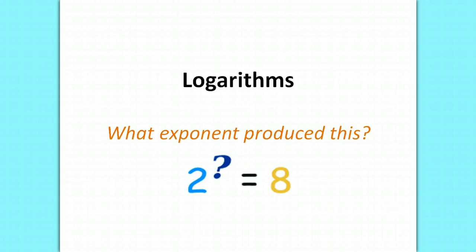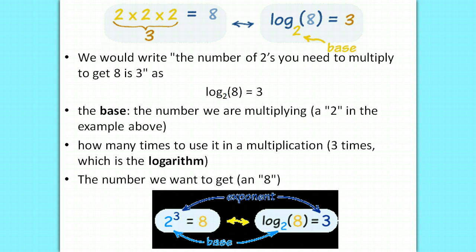In logarithms, what we're really asking is this question: what exponent produced this? So we would have 2 to the question mark equals 8, and we're trying to find out what that exponent on the 2 would be. That one's a pretty easy one to just think about. 2 times 2 times 2 is 8, so that would be 2 to the third power. But we can use logarithms to help us answer that, and it looks like this.